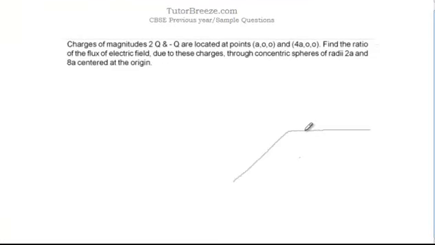Now let's take the x, y and the z axis. Say this is the x, the y and the z axis, and we have two charges placed, one at A, 0, 0. So this is A, 0, 0, and you have a charge 2q placed here, and the other charge is placed at 4A, 0, 0, which means the y and the z coordinates are 0 and it's placed on the x-axis, and you have a charge of negative q placed here.